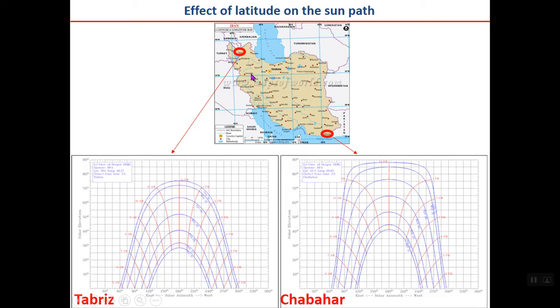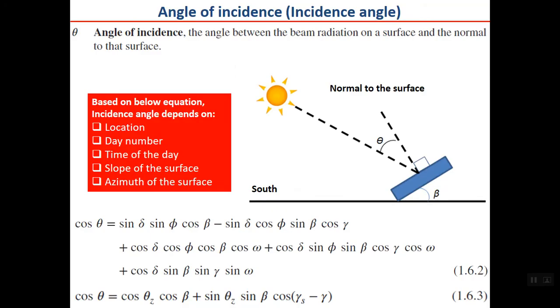For example, for Chabahar, which has a lower latitude, near to the equator in some way, you can see that the sun path, especially in the first half of the year and especially for the summer, is completely different, both in the value of the solar elevation angle and also in the shape of the curve you can see here. So you can do it for different latitudes for yourself.